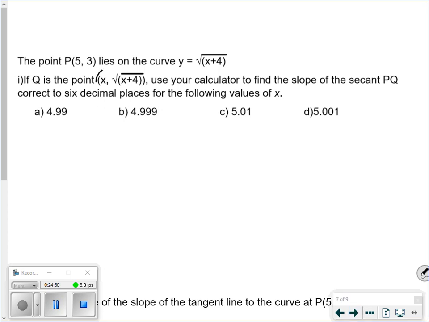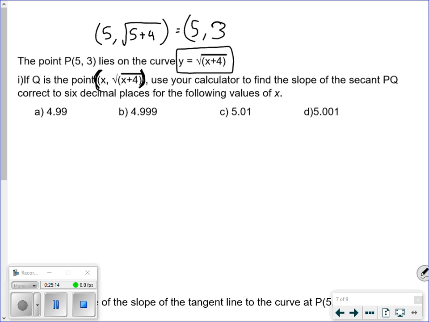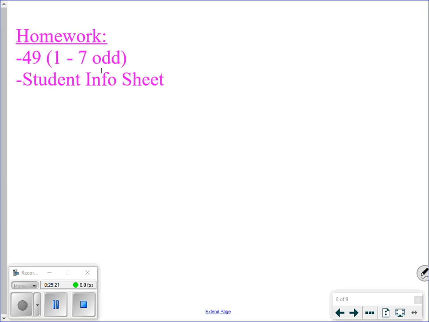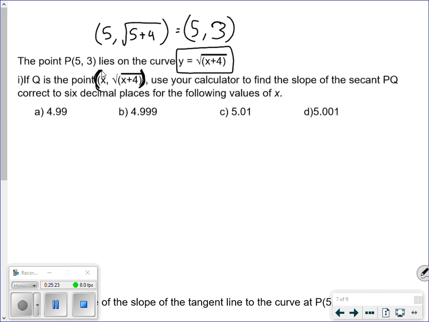Don't let this notation confuse you right here. All this is saying is we're using the equation y equals the square root of x plus 4 to find our point. So for instance, if x was equal to 5, then the y value would be the square root of 5 plus 4, or 3, so the point is 5 comma 3. So try this problem, try the last problem, and we'll discuss this further, and I will get you the practice problems we'll do in class later.